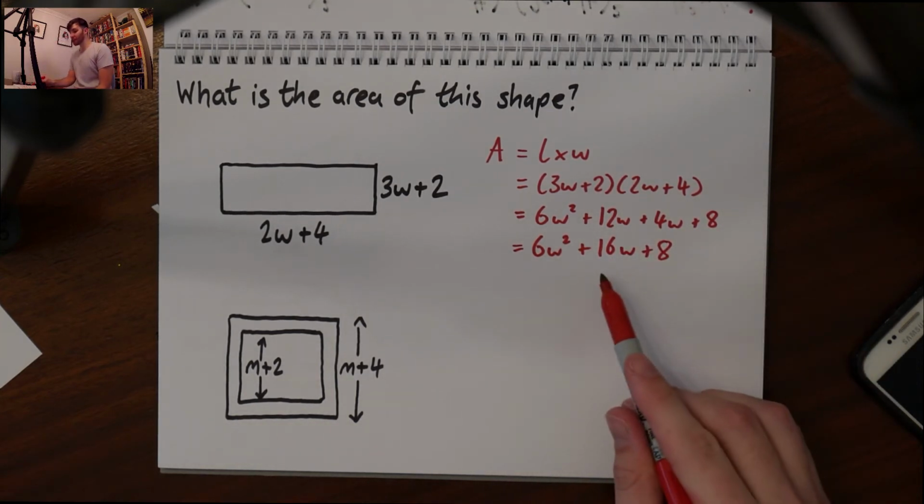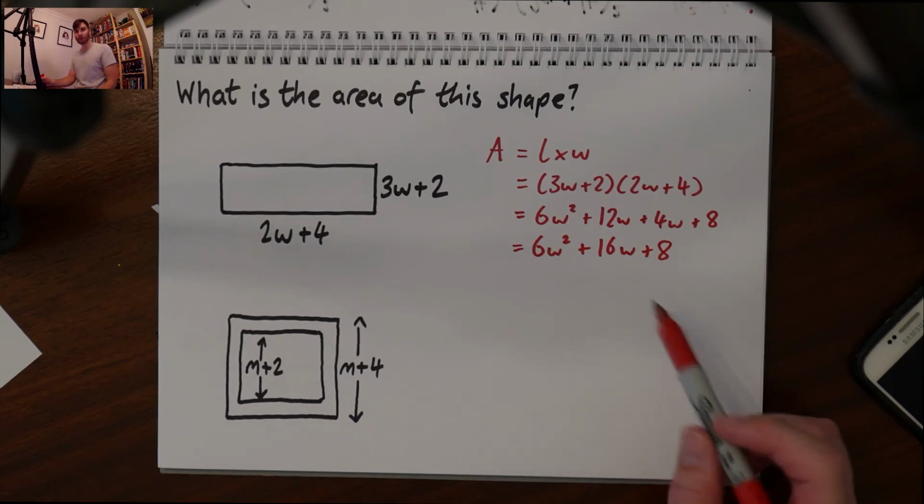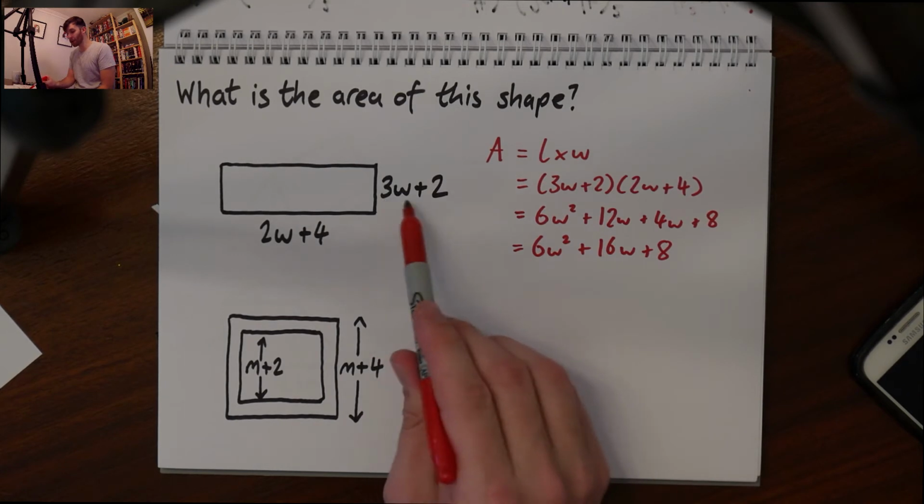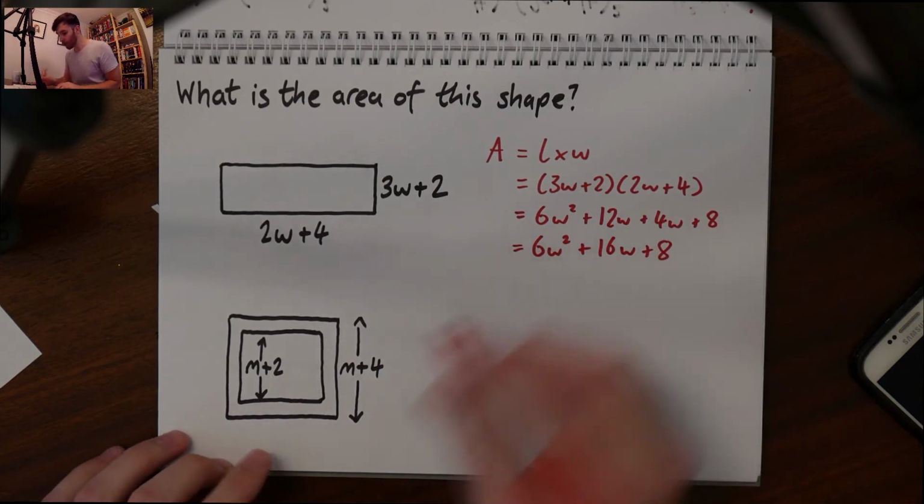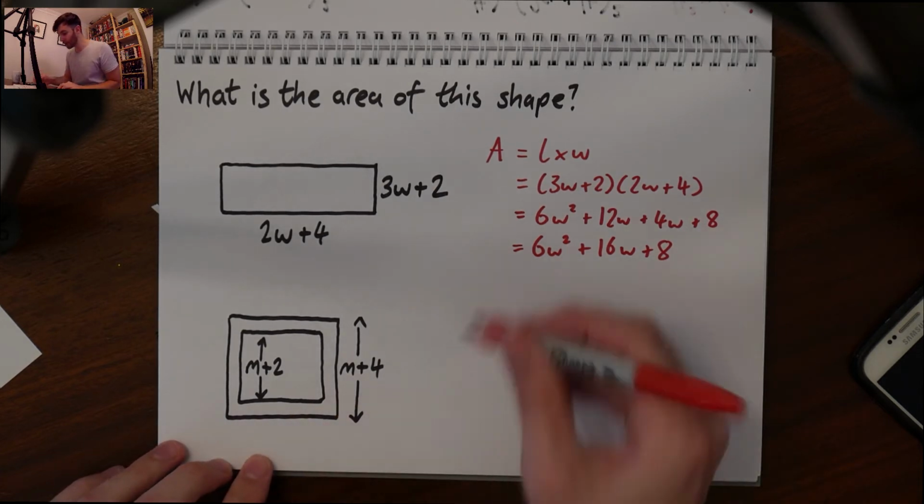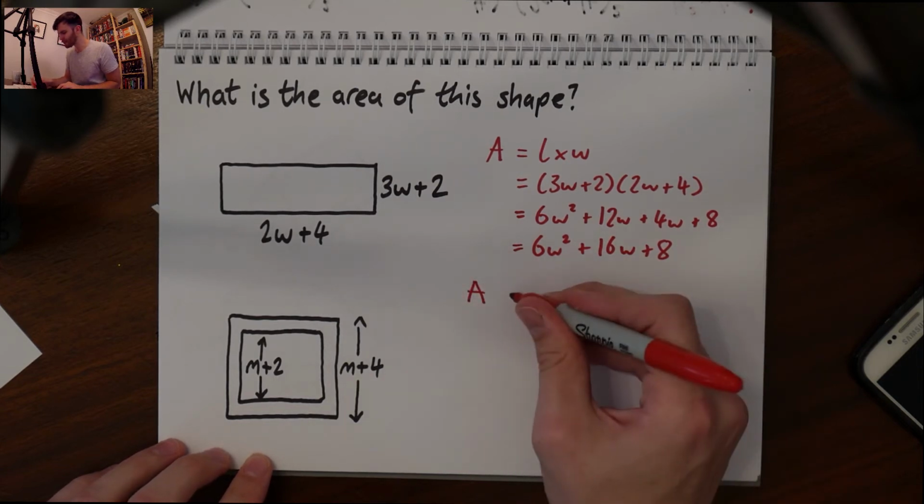Cool, so yes, that's not an actual this many centimeters squared or whatever, but it is an expression for the area. It doesn't matter that we don't know what w is because it's an algebra question. There's going to be things that we don't know, so don't worry too much about that. Now, this next one is slightly trickier, and I will explain it to you now.